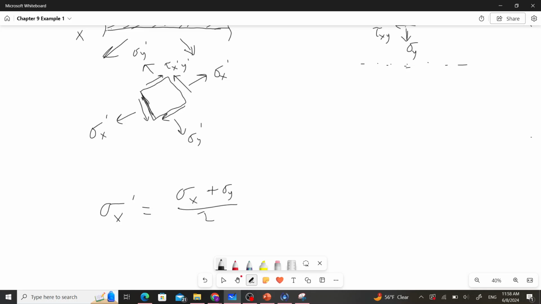sigma x plus sigma y divided by 2, plus sigma x minus sigma y, oops, divided by 2 times cosine 2 theta. Forgive the penmanship here. Plus tau xy sine 2 theta. Alright.